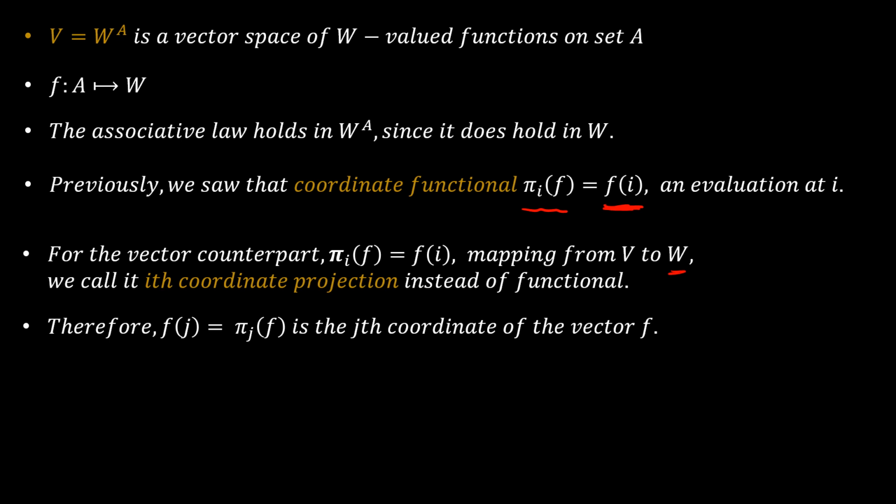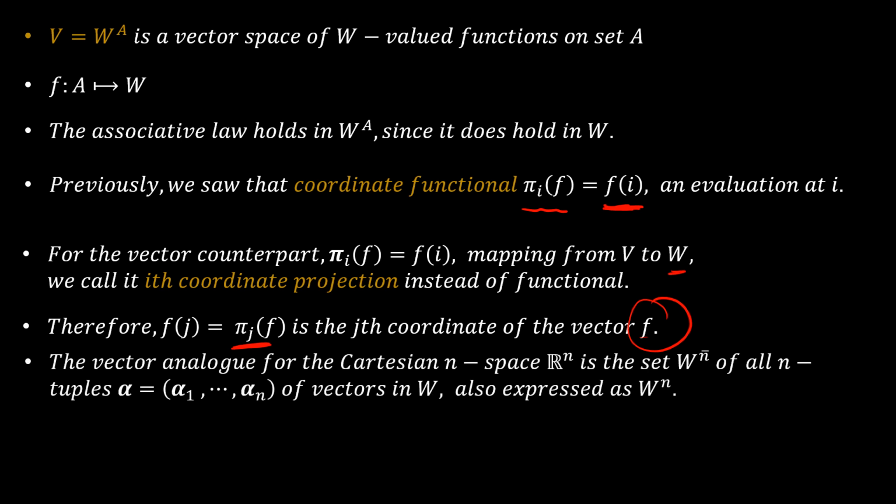Therefore, the same thing happens here. The coordinate or the evaluation at j can be expressed as pi j of the group of functions F, or projections rather. So this is the jth coordinate of vector F. F consists of several vector elements, and so the jth one can be extracted, read off, by applying this expression.